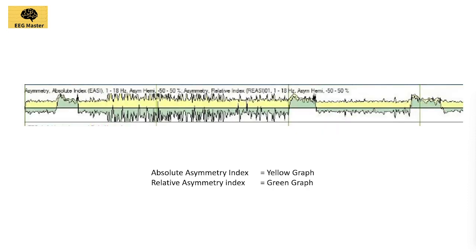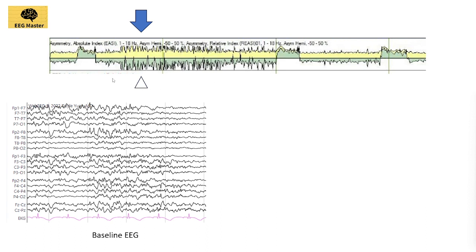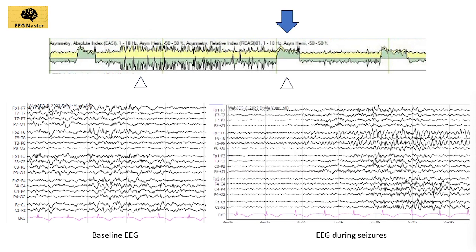The absolute and relative asymmetry indices are often trended together as shown here. In this example, as previously mentioned, the yellow shaded trend, which represents the absolute or total difference in power between the two hemispheres, always stays above the baseline. The relative asymmetry, the green shaded trend, is below the baseline for majority of the time, representing higher power in the left or slowing in the right hemisphere. During the seizures, it flips to above the baseline, indicating a relatively higher power in the right hemisphere during the seizures.